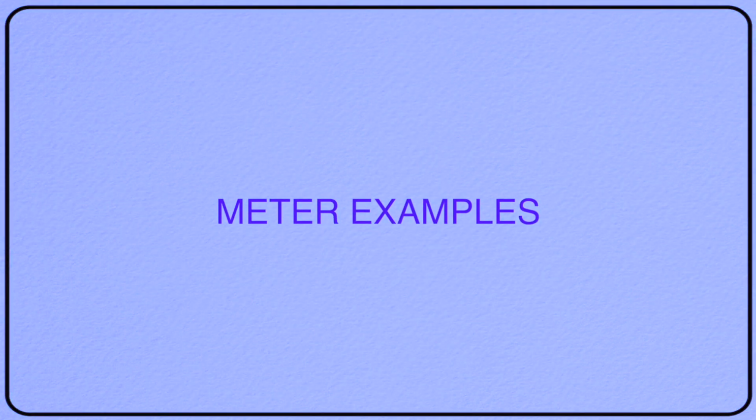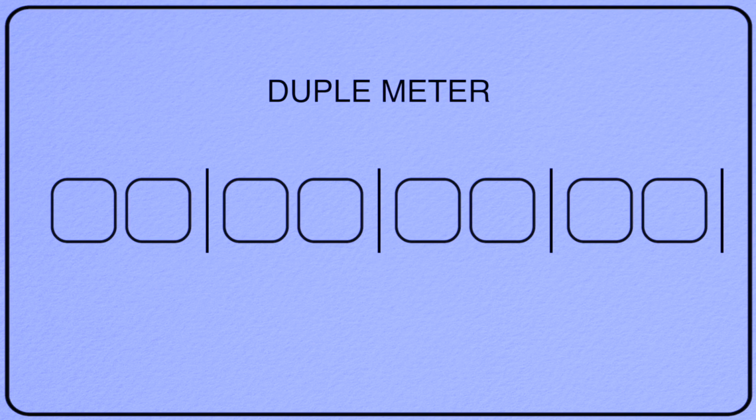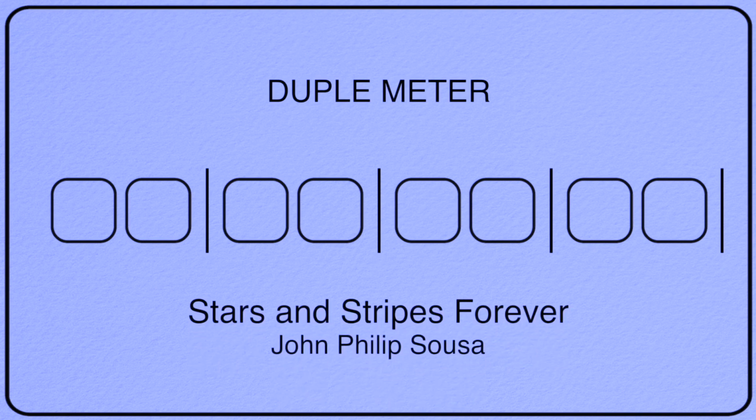Finally, I'll leave you with some good examples of the meters we just learned. First, duple meter is very common in marching band music, mainly because, well, we only have 2 feet. So let the stars and stripes march forever.